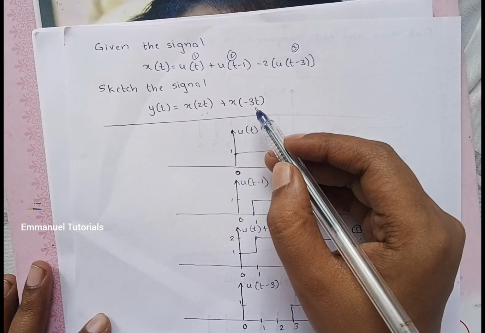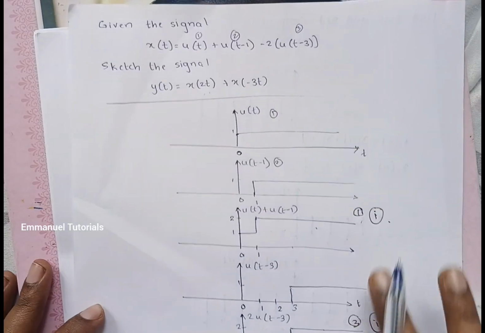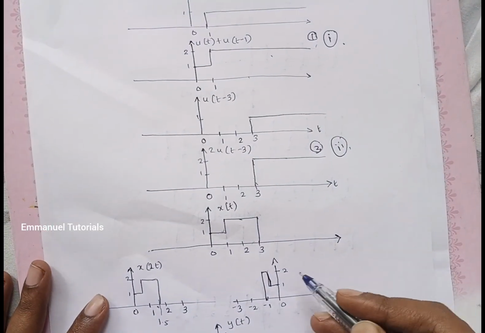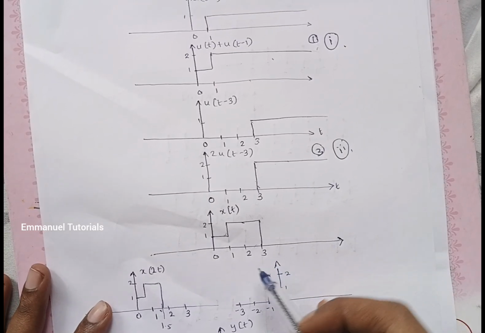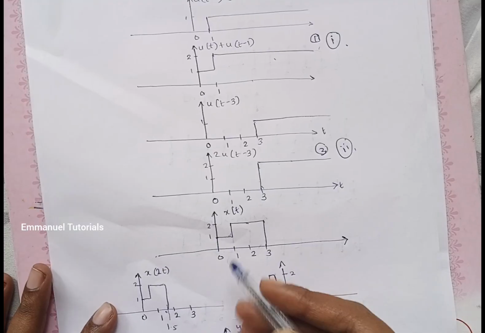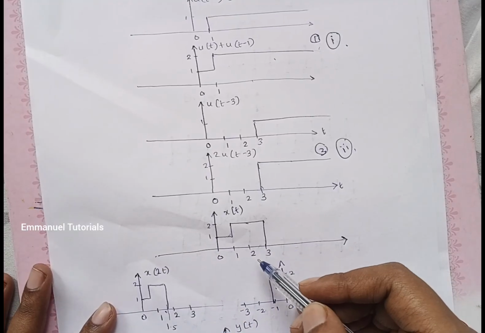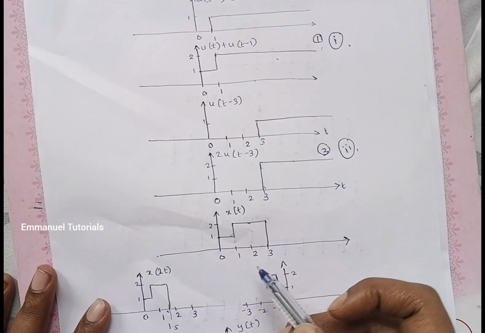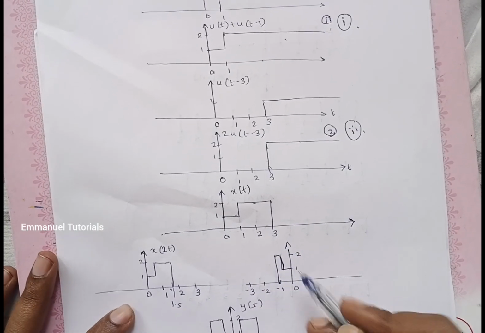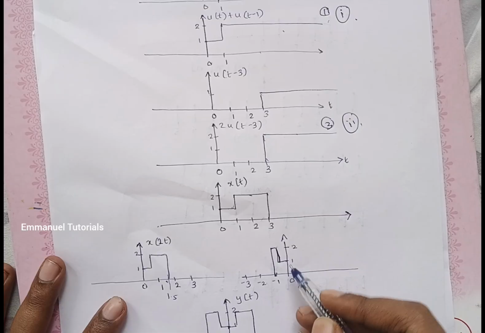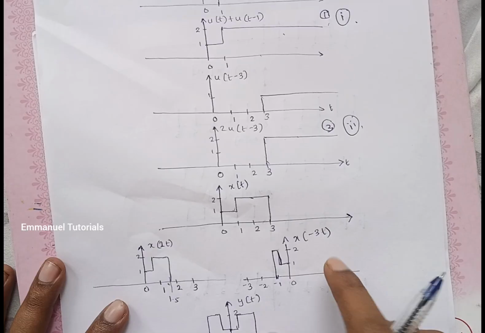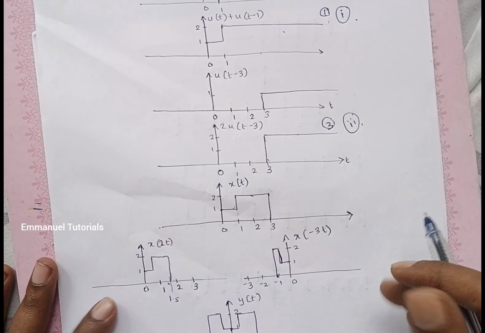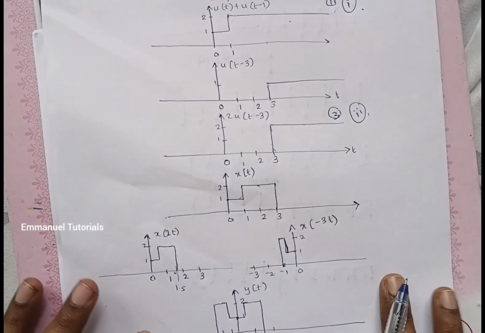And for x of minus 3t, one step is scaling by 3, and the second one is time reversal. Scaling by 3, the signal at 3 will appear at 3 by 3, which is 1. Signal at 0 will appear at 0 by 3, which is 0. Signal at 2 will appear at 2 by 3. Signal at 1 will appear at 1 by 3. And then when you reverse it, you will get a signal which looks like this. So this is our x of minus 3t. I've drawn it directly. You can also try to find out the in-between steps and then draw this final one.